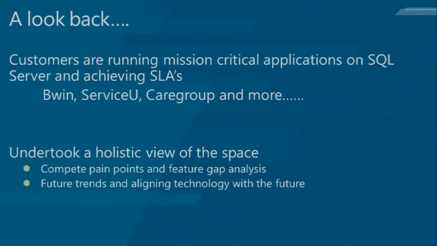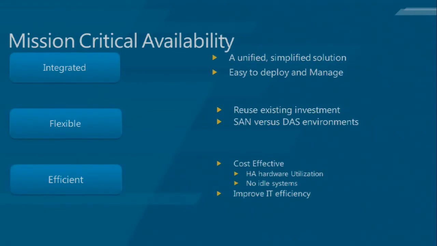So based on that, we came up with 3 pivots. We want our new solution to be unified and simplified solution. What that means is a single solution for all your different topology needs. No more thinking about things like database mirroring and log shipping or SQL Server failover cluster instances and database mirroring. Just a single solution for your topology, which needs to be easy to deploy and manage.